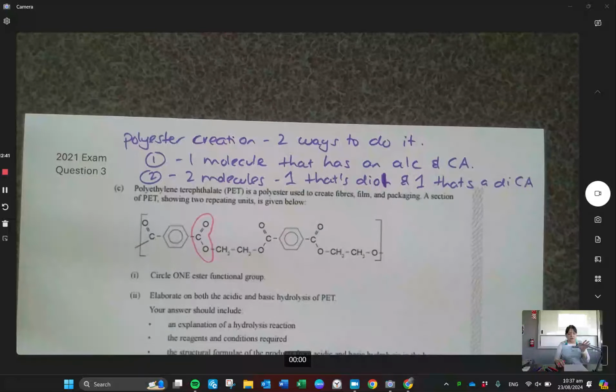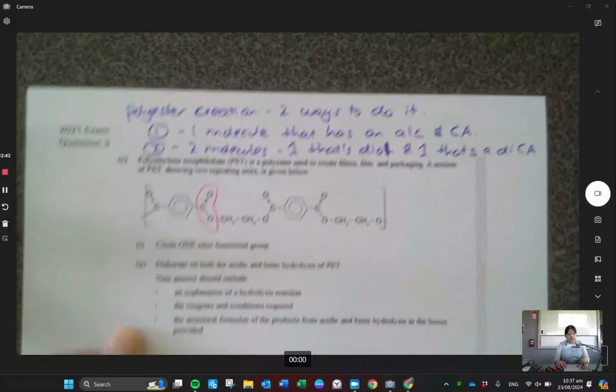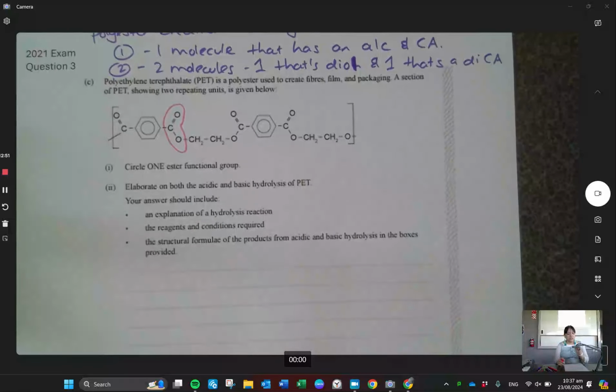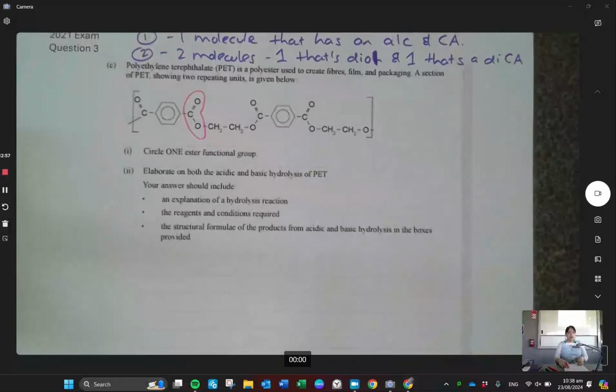So they want you to do the hydrolysis of this in both acidic and basic conditions. They want you to explain what hydrolysis is. They want you to talk about the reagents and conditions you'll need. And they'll also want to note the products of the acid and the base hydrolysis in the boxes provided. So that's everything that they're looking for.